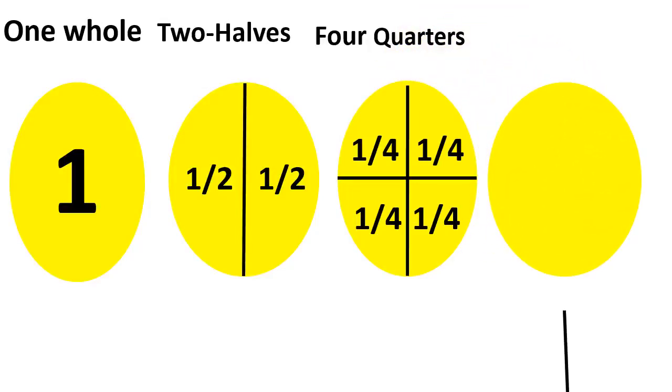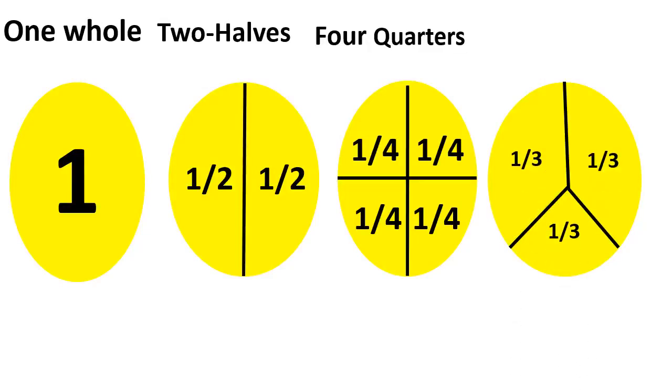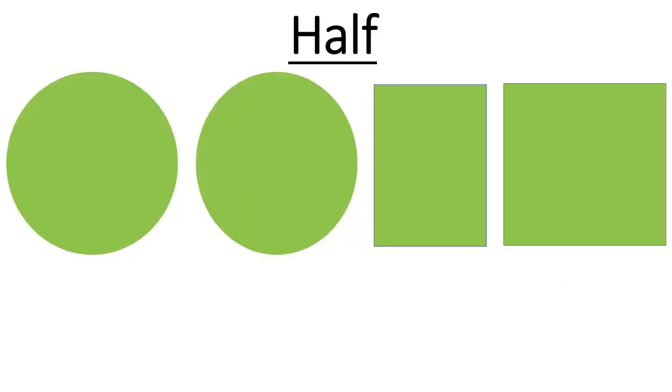The last one. Here I divide my circle into 3 parts. 1, 2, 3. So each part represents, excellent, 1/3, 1/3, 1/3. So it represents 3/3.